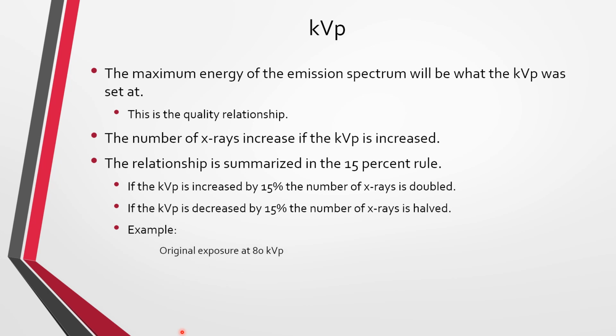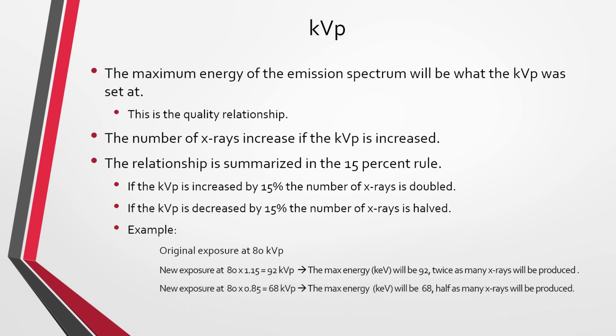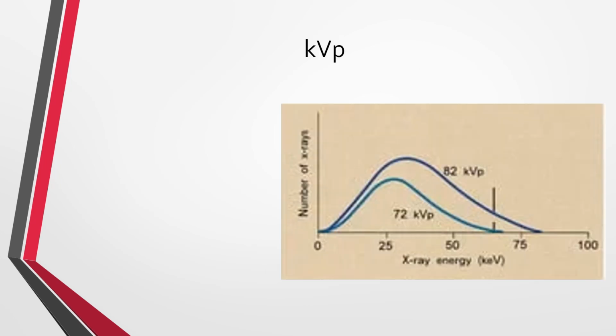The original exposure might be at 80 kVp. For a new exposure, if we increase by 15%, so we multiply by 1.15, it is going to be 92 kVp. The max energy of the photons can be up to 92 keV, and twice as many X-rays will be produced. If the exposure was at 80 and we go down by 15%, we go to 68, and the maximum energy will be 68 keV. So half as many X-rays will be produced.